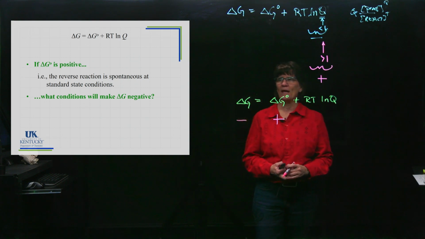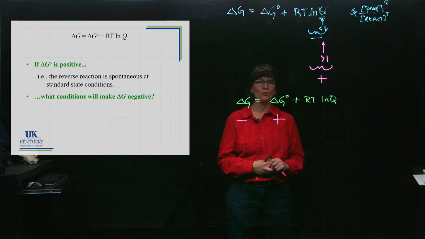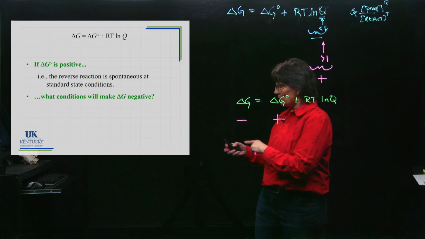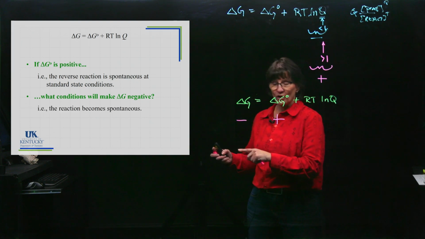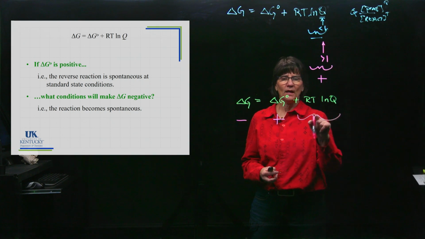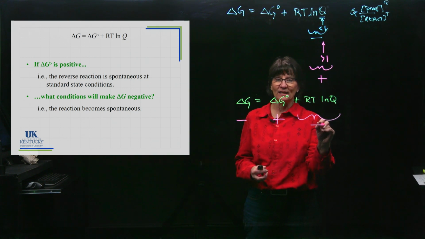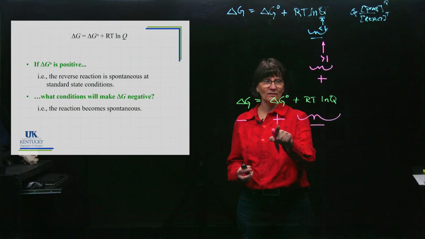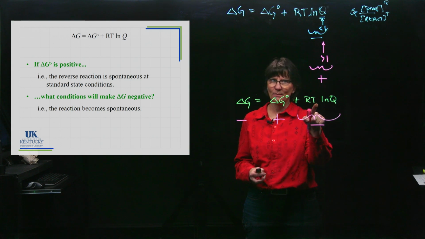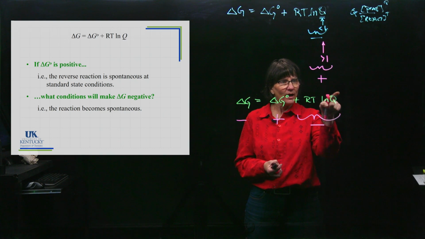How in the world can we make a reaction run spontaneously this way? Well, we have to start messing with the reactants and products. So what conditions are going to make delta G negative? In other words, the reaction become spontaneous? Well, what must this be? If this is positive and I want this to be negative, this better be negative, and more negative than this is. How do we make this negative? Well, we can't change that, because these are kelvins and that can't make it negative.